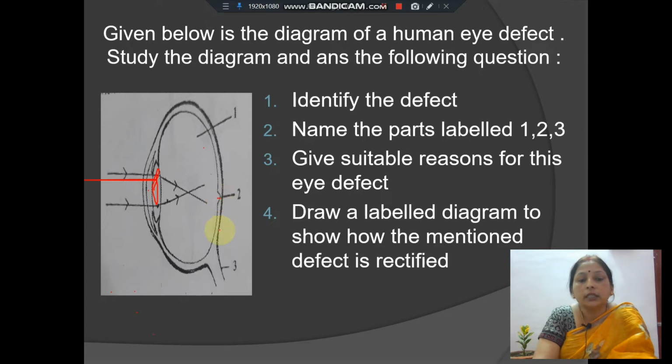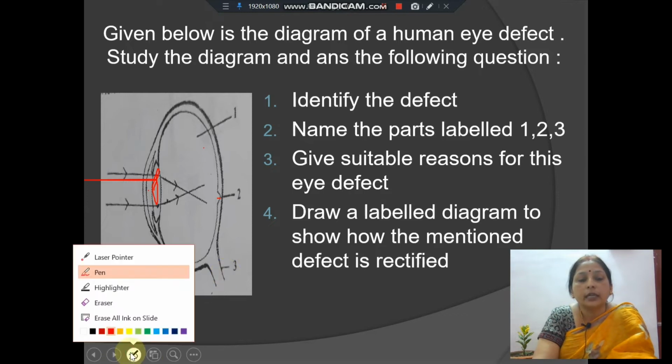Then the third part is the optic nerve, which transmits the messages to the brain, that is sensory messages or the visual messages to the brain. So this one. Give the suitable reason for the eye defect. Suitable reason for the eye defect is that.